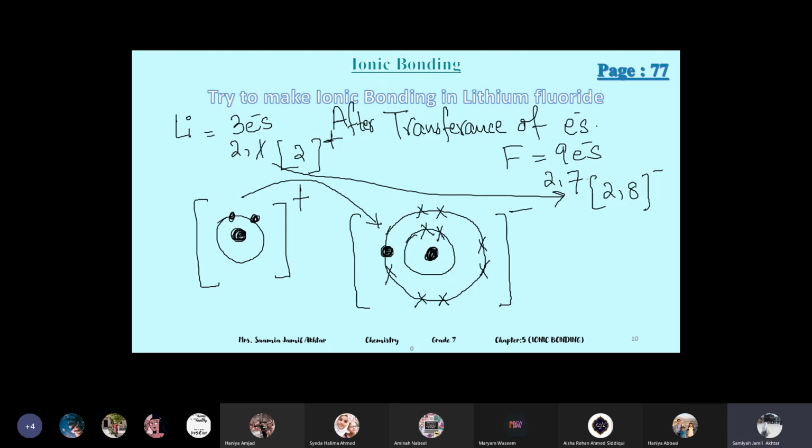Did you all make the diagram like this? Yes, miss. After transference, you have to show the transfer of electrons. Number 2, square brackets are important.